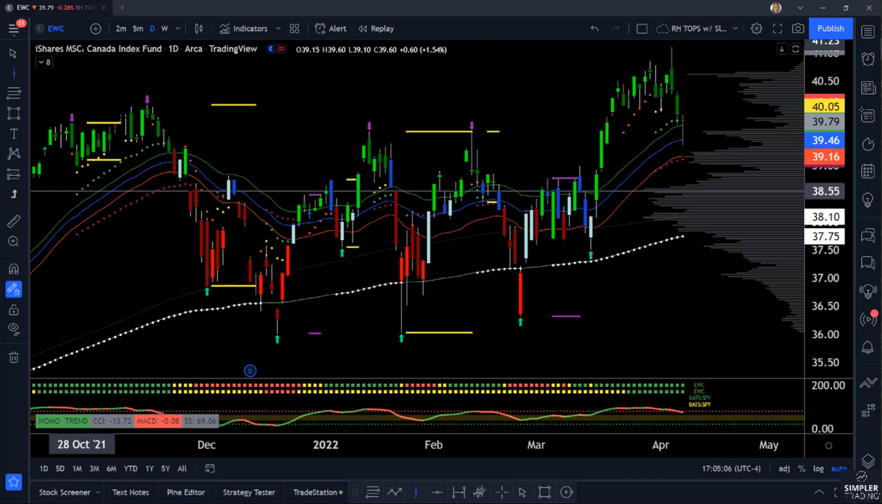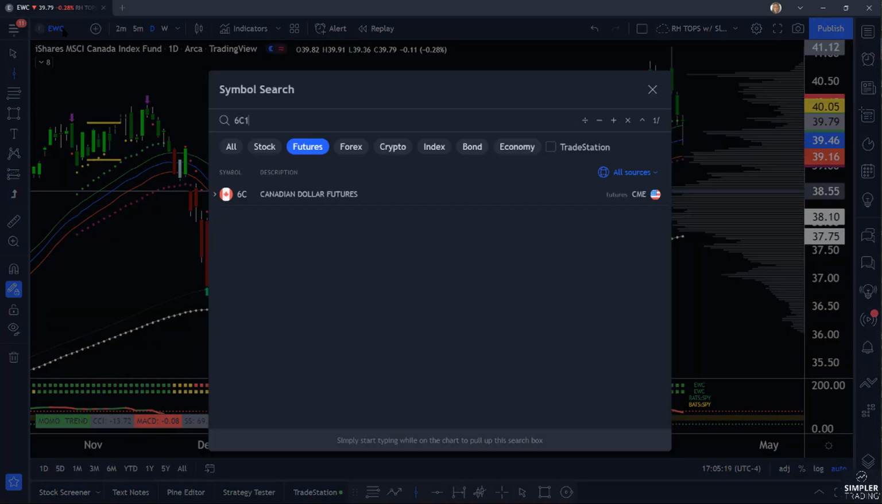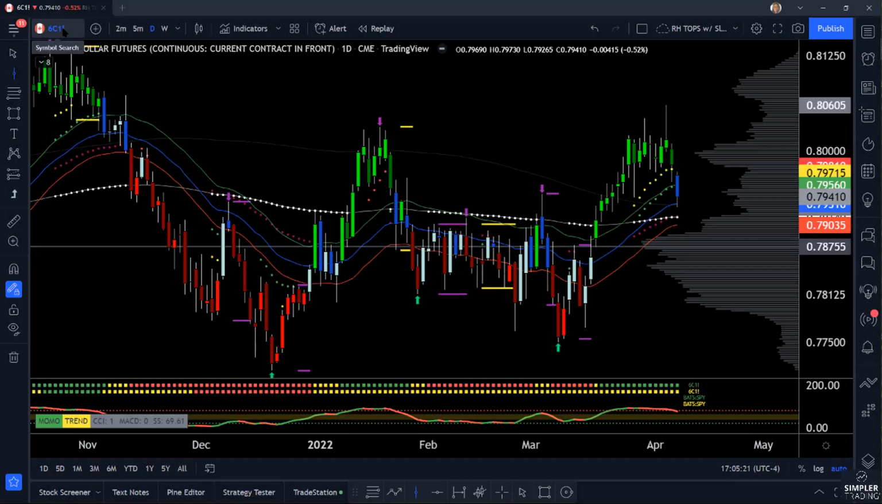That plays out. Take a look at this double green uptrend in EWC. We don't have a double green uptrend in any of the major indices in the US, but here is the EWC moving higher along with the 6C futures. This is that type of correlation and cohesion that helps us make better trades.